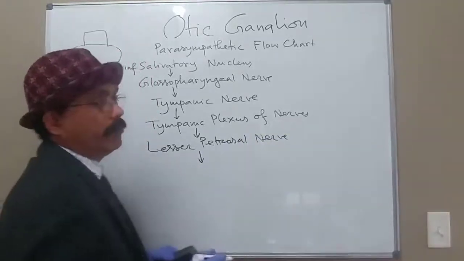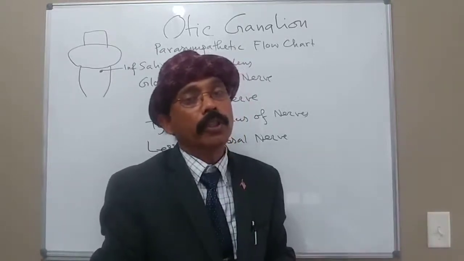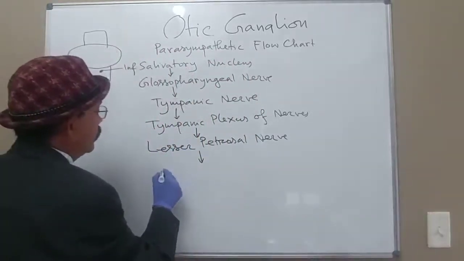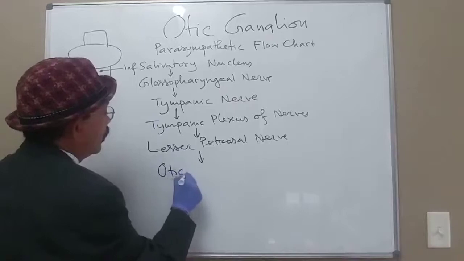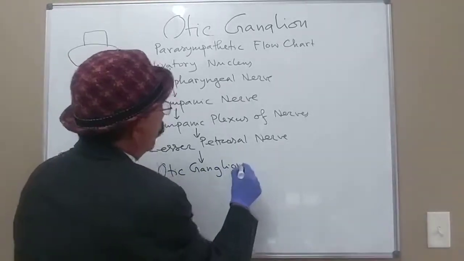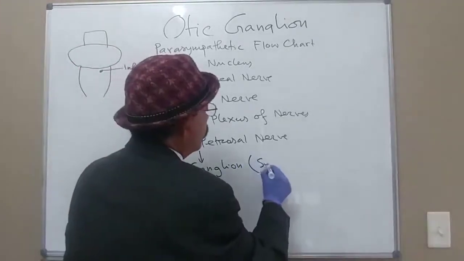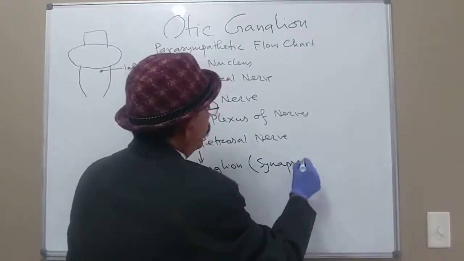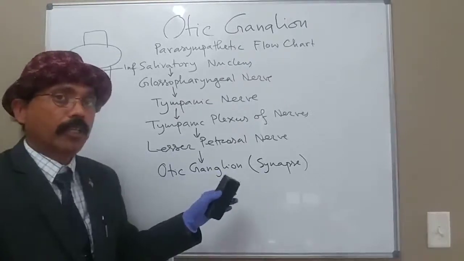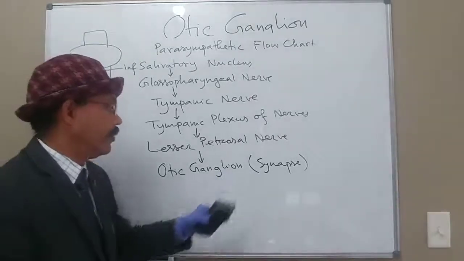This lesser petrosal nerve will go to the infratemporal region through the foramen ovale along with the mandibular nerve. Okay, and it will go to the otic ganglion. And in the otic ganglion, there should be a synapse because it is carrying preganglionic fiber. There will be synapse. The preganglionic nerve will end, postganglionic nerve will start. So there will be synapse here.